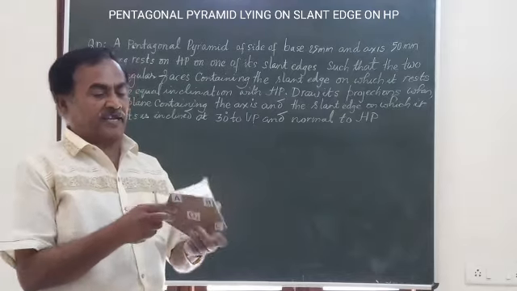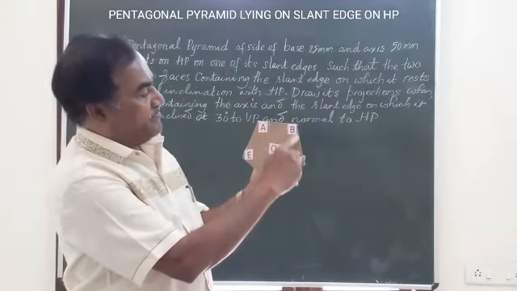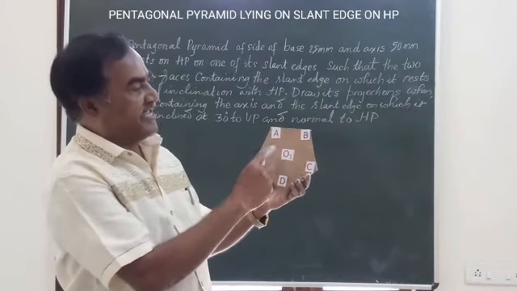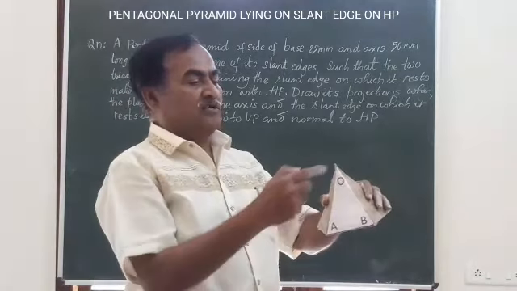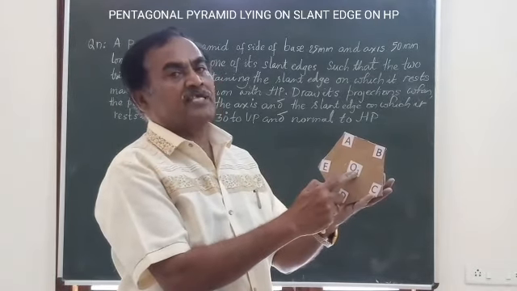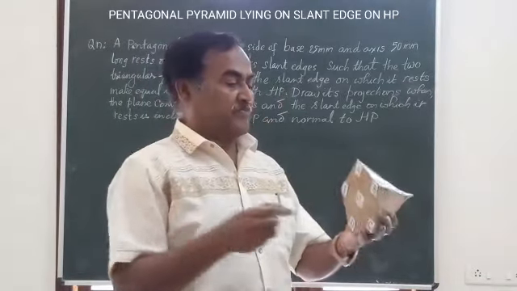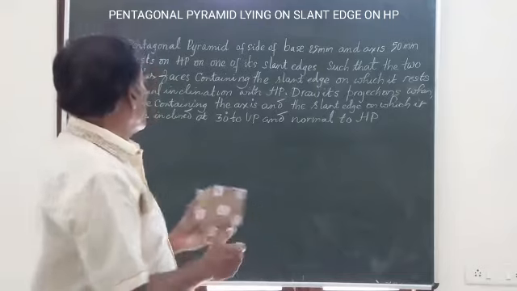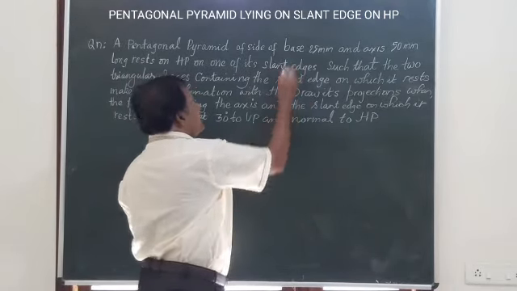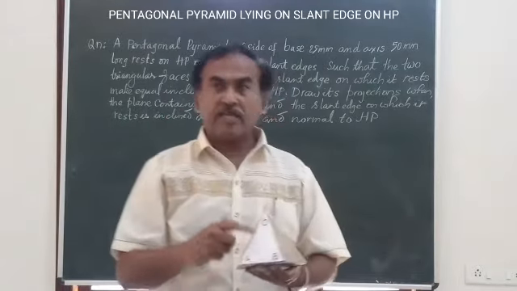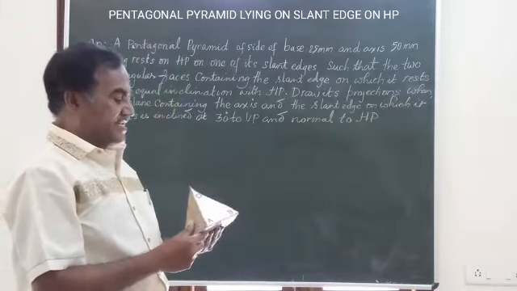So, we have here, friends, the pentagonal pyramid having sides AB, BC, CD, DE and EA, each measuring 25 mm, and the height of the solid from the vertex to the center of the base O1 is given to be 50 mm. Now the object has to rest on one of its slant edges. Slant edges are OA, OB, OC, OD and OE. So there are 5 slant edges.